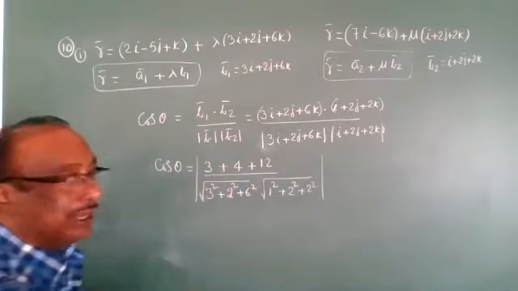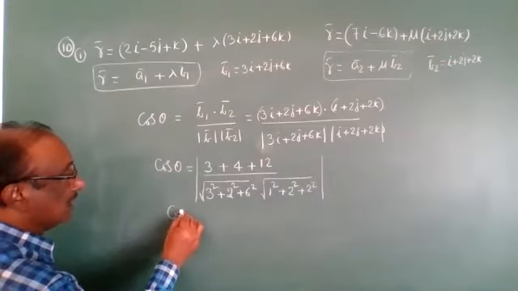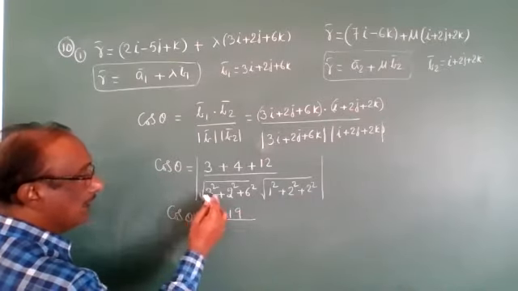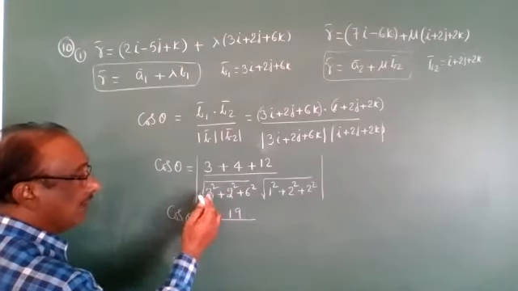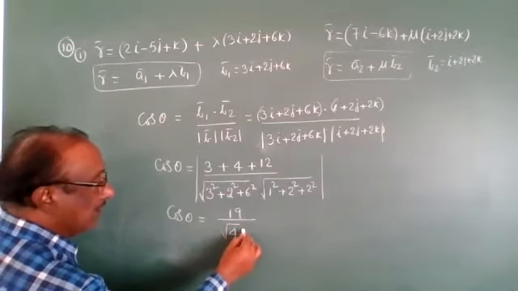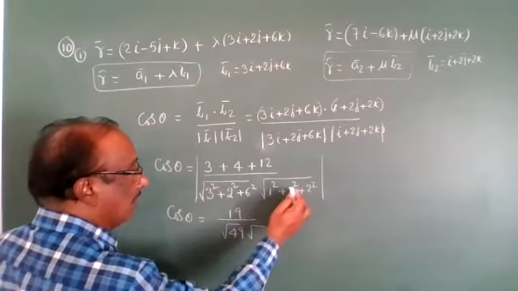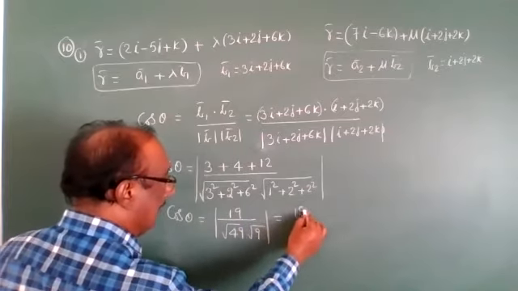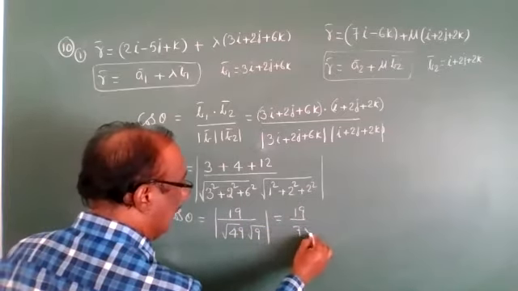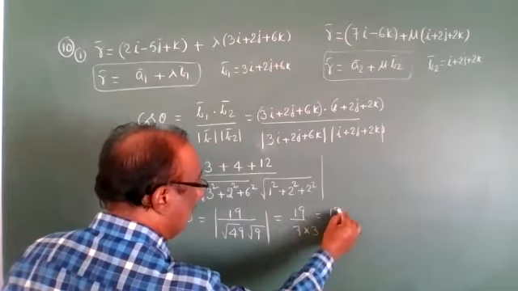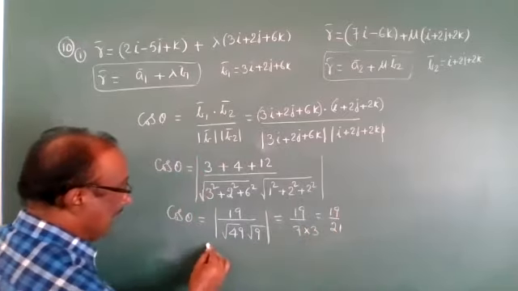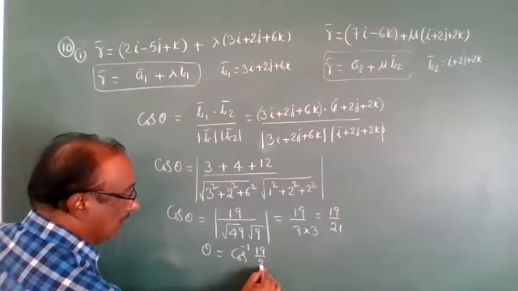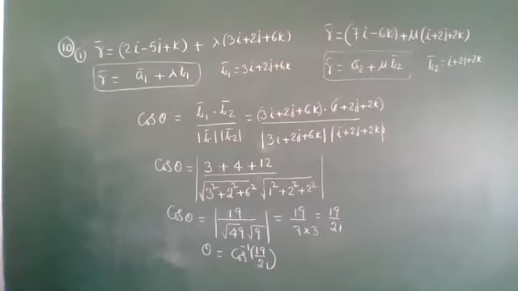Always take the acute angle. So cos theta equals 19 by root of 9 plus 4 plus 36, which is root 49, and root 9 is 3. So that is equal to 19 by 7 into 3, which is 19 by 21. Therefore, angle theta equals cos inverse of 19 by 21. This should be written out.